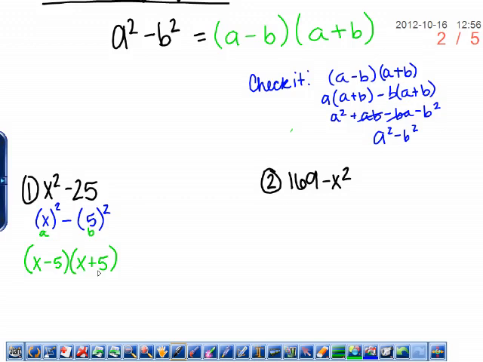All right. Let's factor 169 minus x squared. What squared gives me 169? And I know that x squared gives me x squared. So 13 is a and x is b. So I'm going to have what? Good. You may not switch the order. This is not equivalent to x minus 13 times x plus 13. Okay? That is not the same. You have to go in the same order.